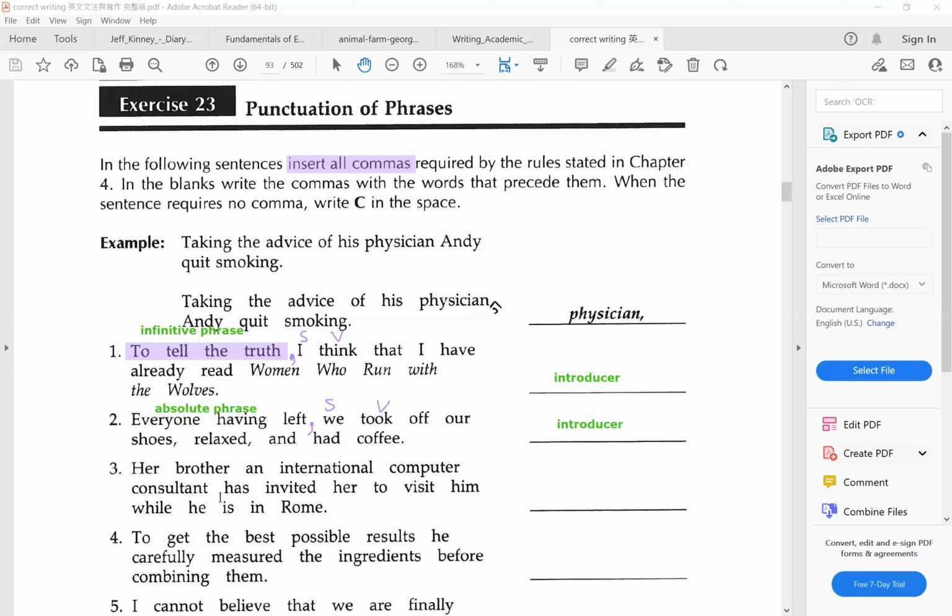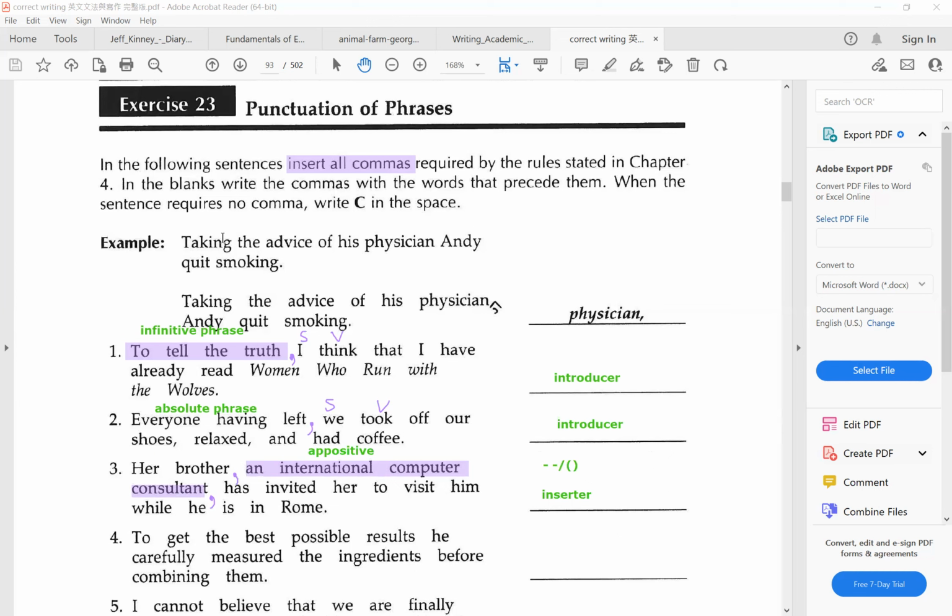Okay, and number 3, her brother, an international computer consultant, has invited her to visit him while he is in Rome. So we know that, hey, this is a noun phrase talking about the previous noun. This is an appositive, like Cici, a student, right? A student is talking about Cici. So in this case, if she only has one brother, this is non-essential. So of course, I would need 2 commas. And what commas are these? They come in pairs. They are our inserter commas, right? And remember, we can also replace them with dash or parentheses.